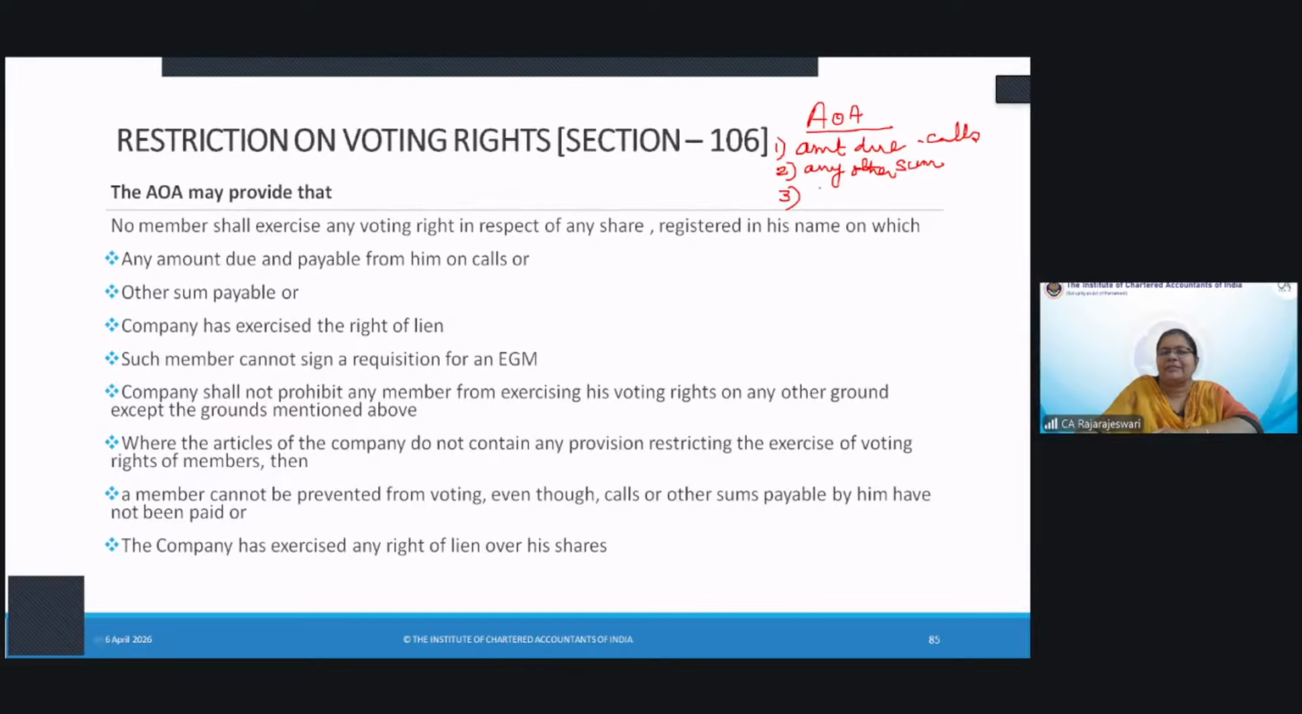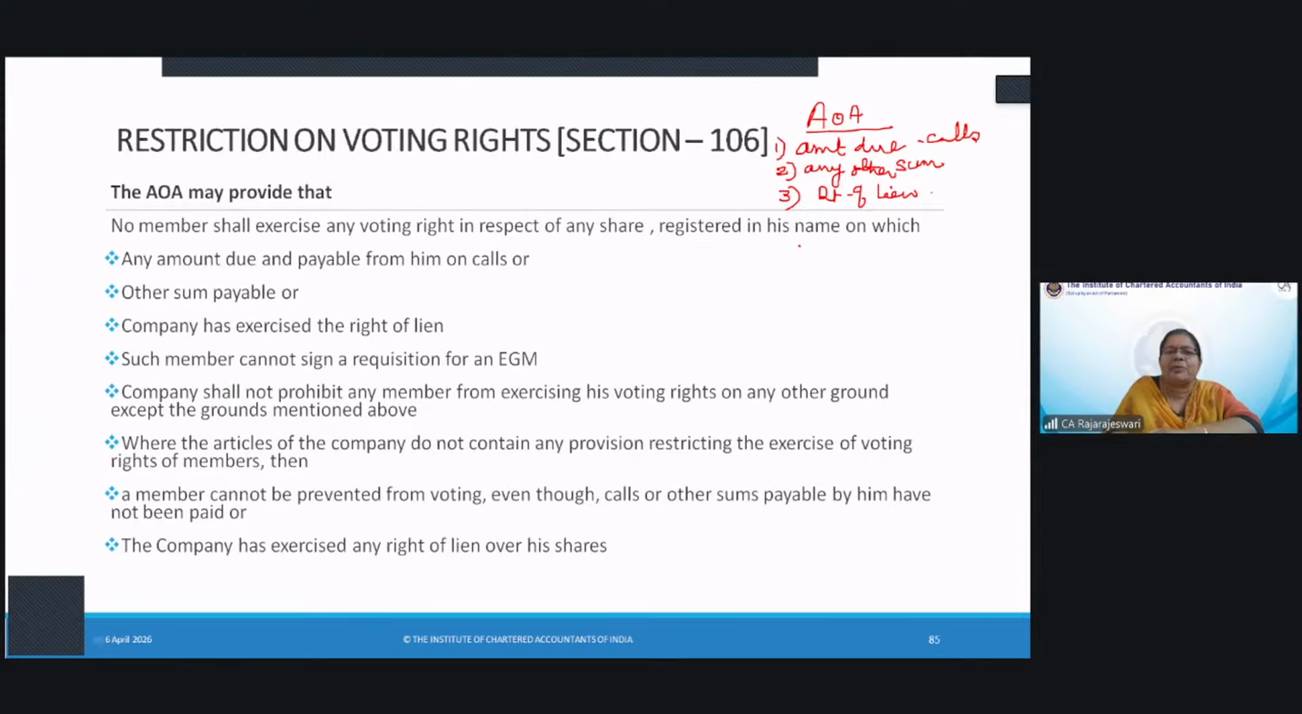Or the company would have exercised the right of lien. So those members cannot exercise the voting right, and also they cannot requisition an EGM. So the company can prohibit a member on these grounds. Other than these grounds, it cannot prohibit. And also when the articles are silent, the articles do not contain any provision, then also a member cannot be prevented from voting. So we will just learn this section 106.